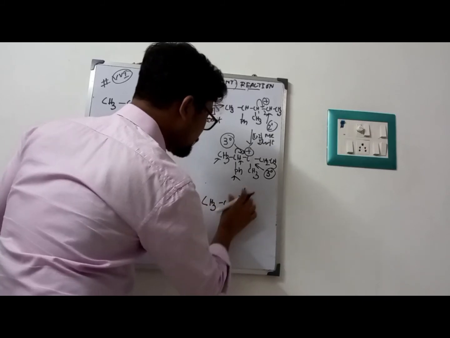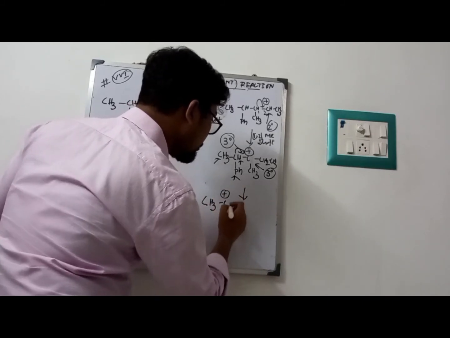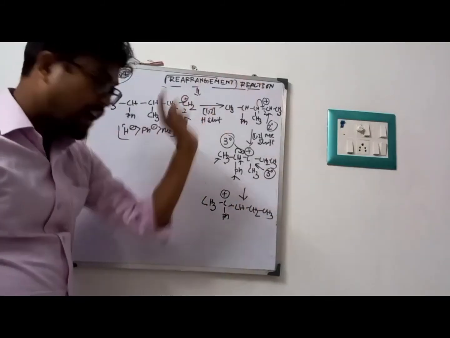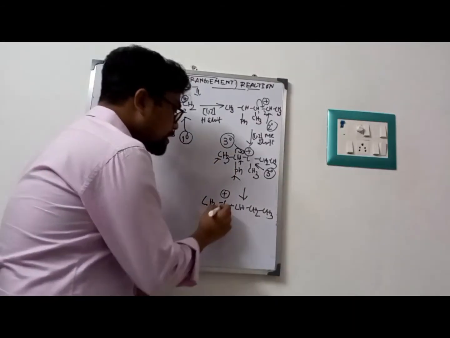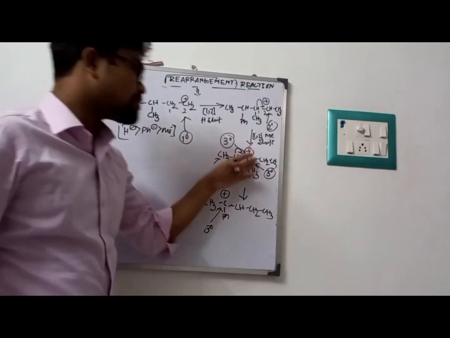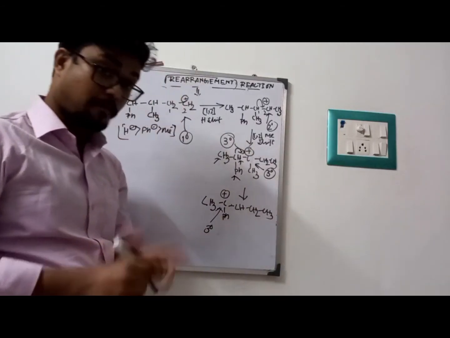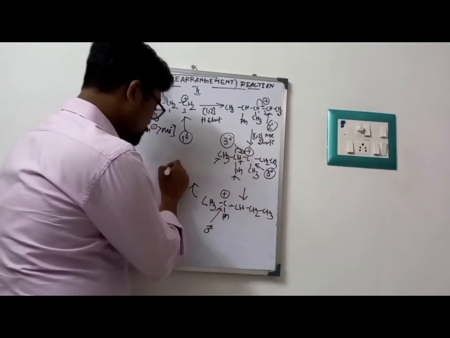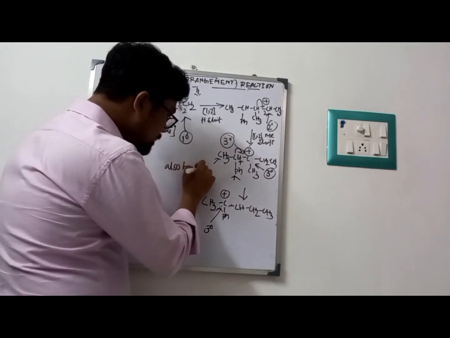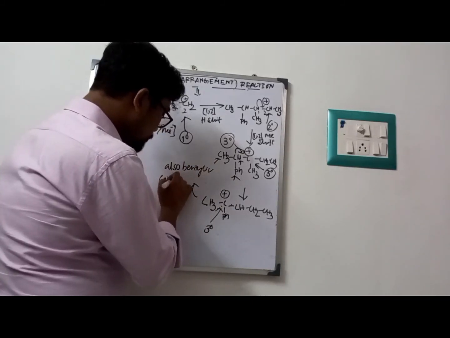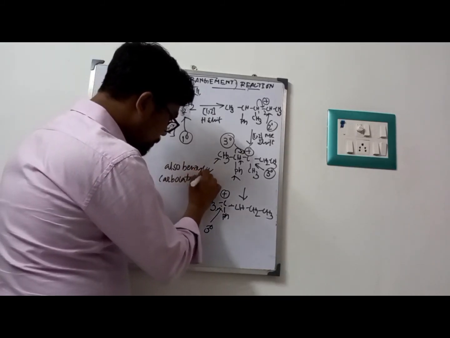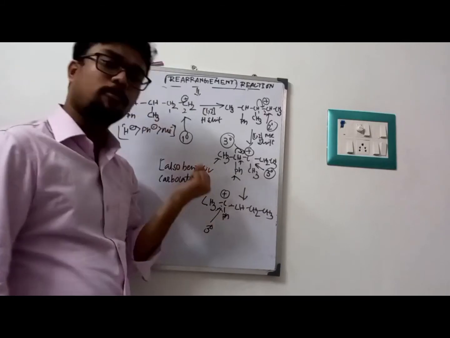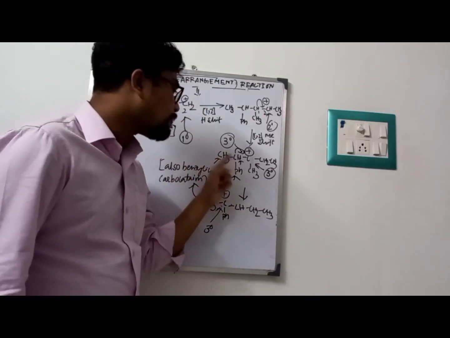Now this becomes a carbocation. CH, CH2, CH. Now look very carefully. This is a 3 degree carbocation as well as this one. This is also a 3 degree carbocation. But this is also a benzylic carbocation. Fine. Because of gaining extra stability at the benzylic position, this migration will occur further.